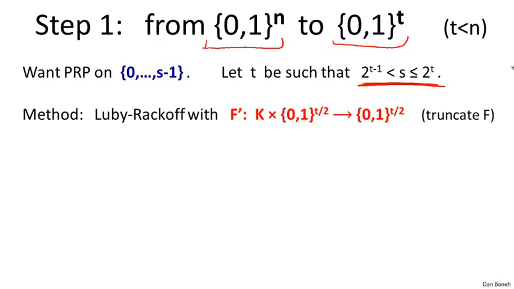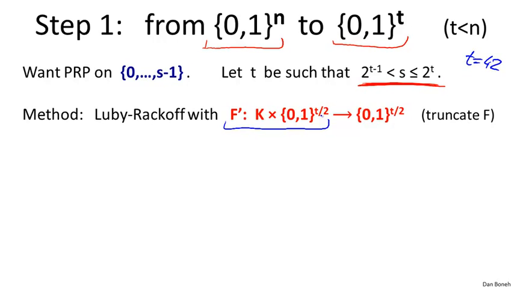So the construction is basically going to use the Luby-Rackoff construction. What we need is a PRF f prime that acts on blocks of size t over 2. So imagine, for example, in the credit card case, t would be 42, because 2^42 is the closest power of 2 that's bigger than s. s is the total number of credit cards. Then we would need a PRF now that acts on 21-bit inputs.